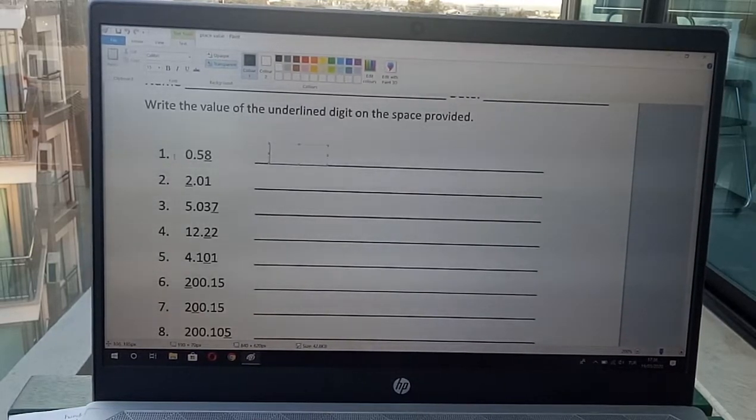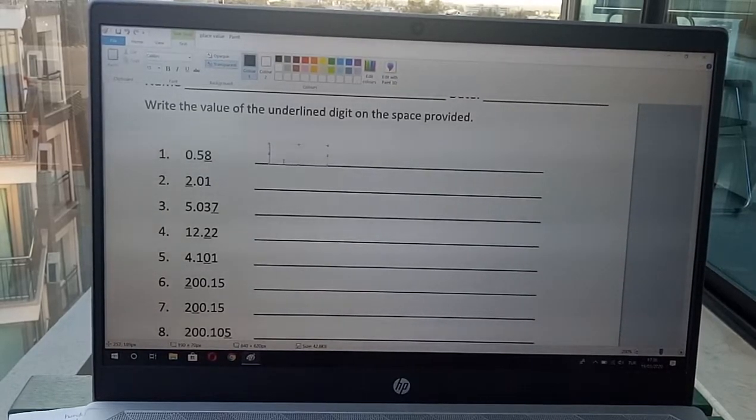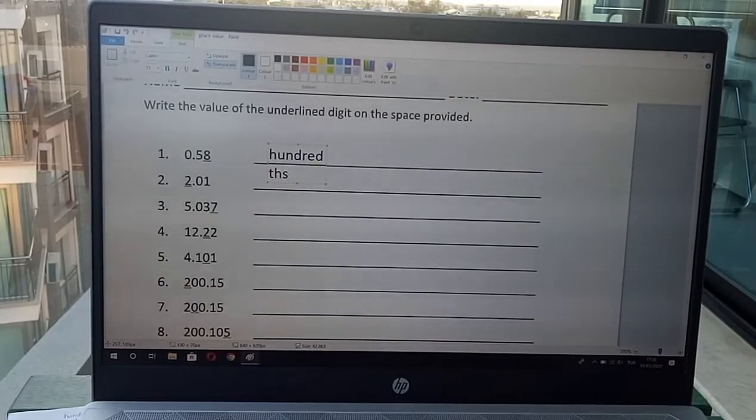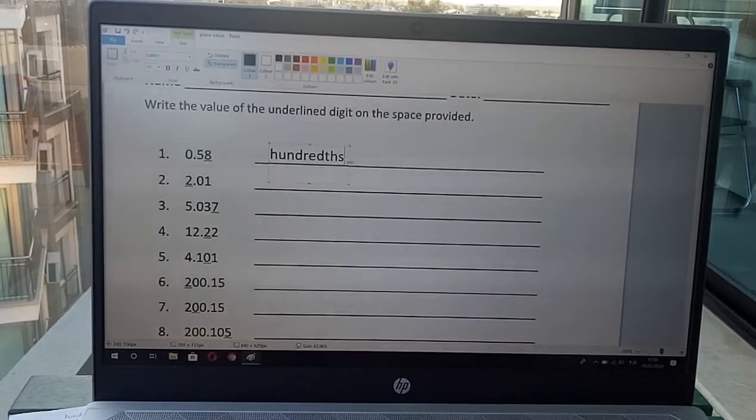First, our number 1, we have 0.58. The underlined number is 58. The place value, therefore, is hundredths. You should have the answer of hundredths.